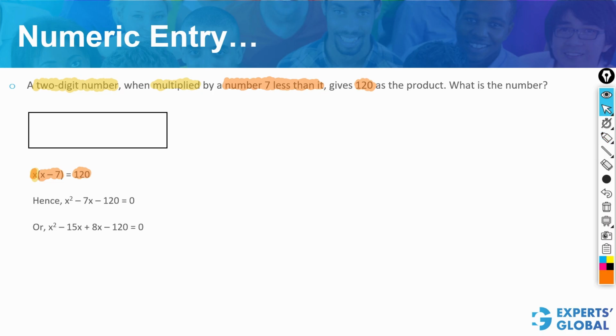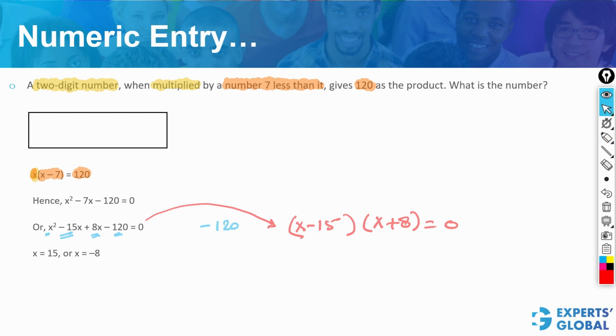We should break minus 7x into minus 15x plus 8x because minus 15 times 8 is minus 120, which is same as 1 times minus 120. The quadratic equation simplifies into x minus 15 times x plus 8 is equal to 0. The two possible values of x are therefore 15 and negative 8.